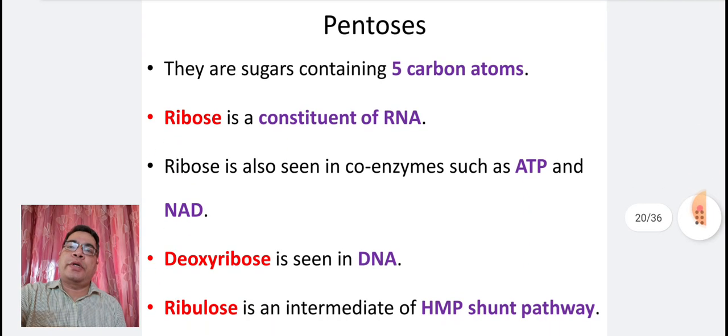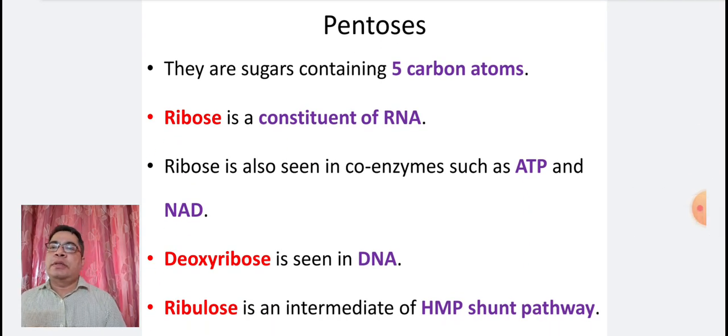Coming to the next point, pentoses. They are sugars containing 5 carbon atoms. Ribose is a constituent of RNA. Ribose is also seen in coenzymes such as ATP and NAD. Deoxyribose is in DNA. Ribulose is an intermediate of the HMP shunt pathway.